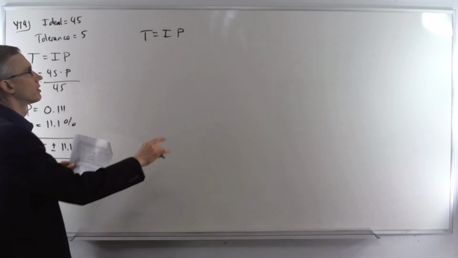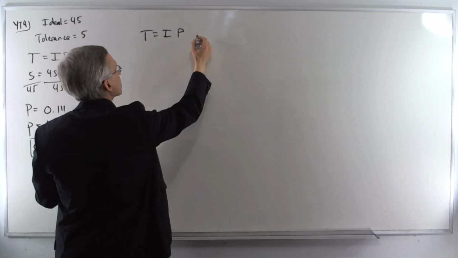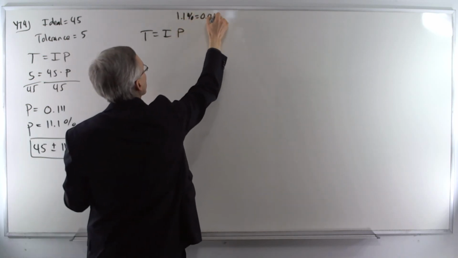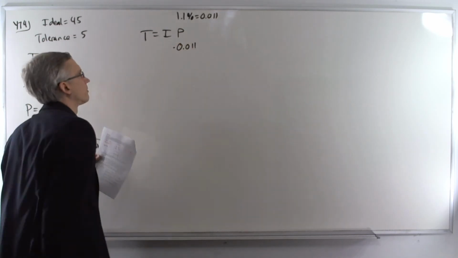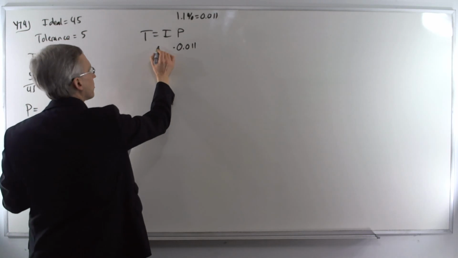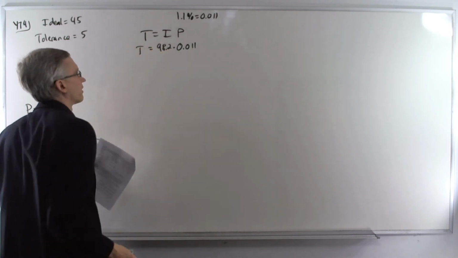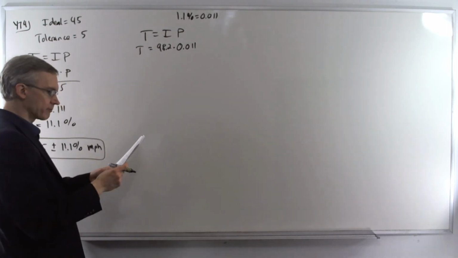So this time, we're given the percentage, and the percentage is 1.1%. So 1.1% is 0.011. So that goes in for P. The ideal value, 98.2. And we're going to find the tolerance. Multiply those out, and we get 1.08.